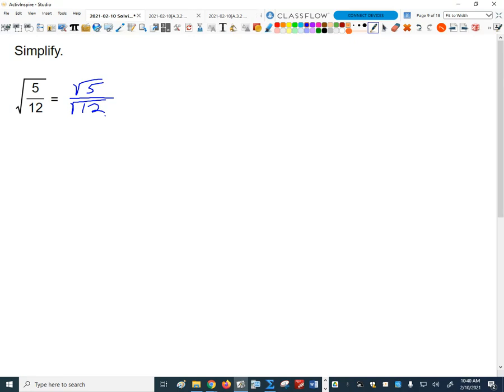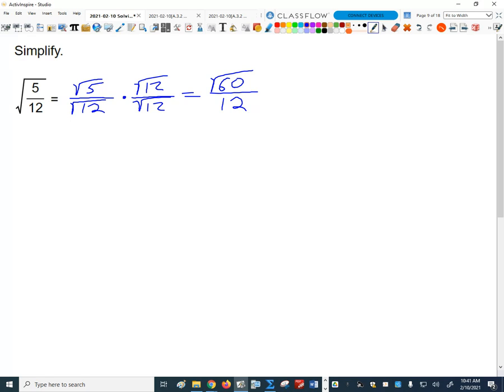Any suggestions? We'll probably do the thing that we just did where we times it by the denominator. Okay, so we could rationalize that by multiplying through by the square root of 12 over the square root of 12, right? And on the bottom, I'm going to get a 12. On the top, I'm going to get the square root of 5 times the square root of 12 is the square root of 60, right?